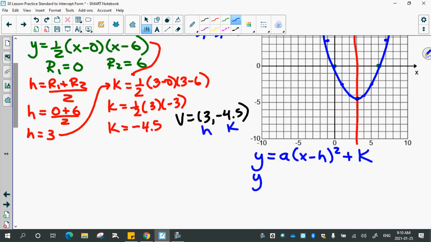So it's going to be y equals half x minus 3 squared minus 4.5. So all those first three examples, the type of factoring we used was common factoring, okay? And then we exaggerated it to look like intercept form by taking plain x and making it x minus 0, okay?